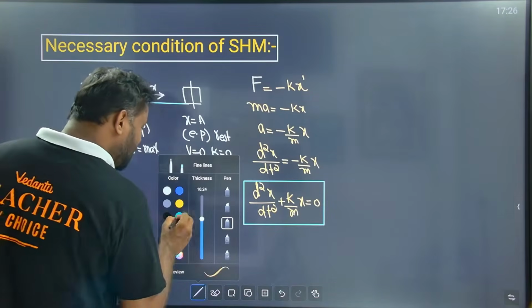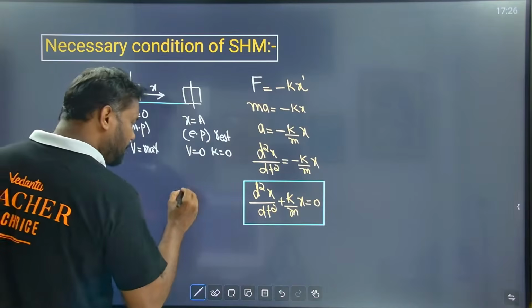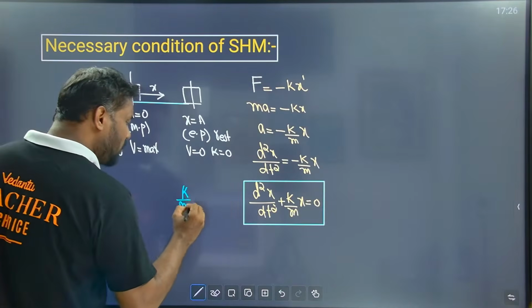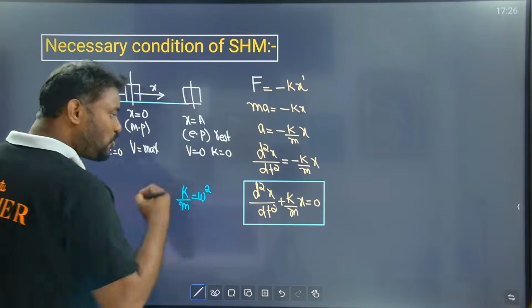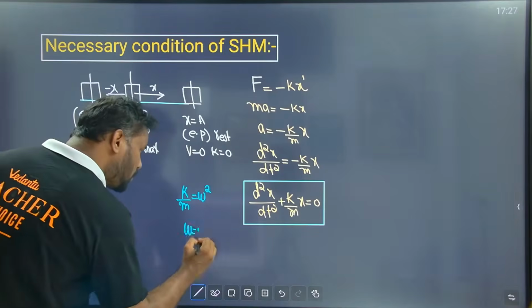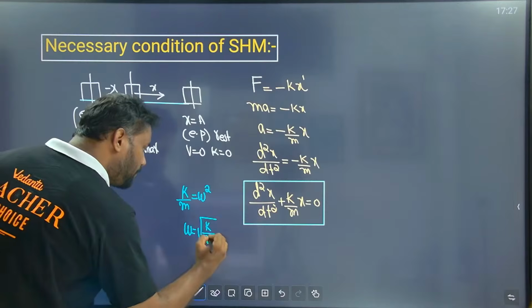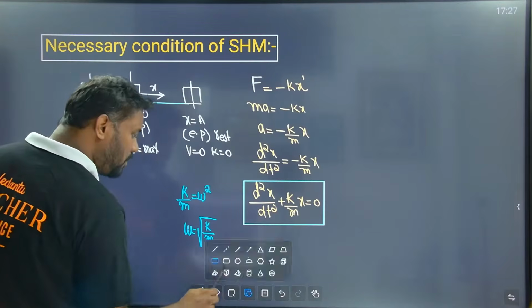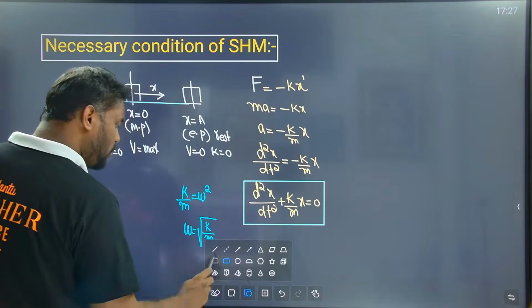So we can represent that angular frequency. So k by m is equal to what? This is omega. If you want to calculate omega, we can say omega is equal to root under k by m. So this is very important while starting the simple harmonic motion.